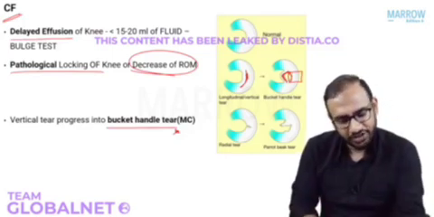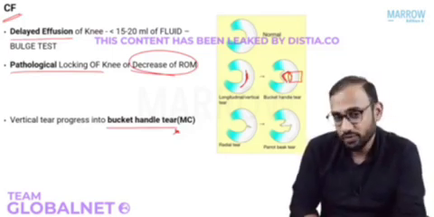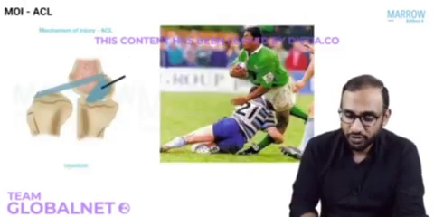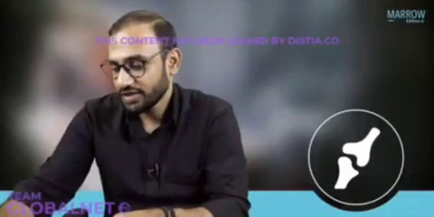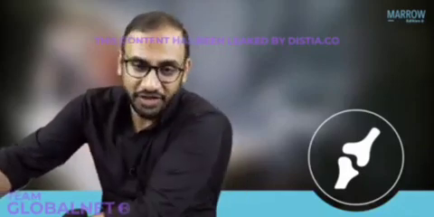The next structure that can get injured are the cruciate. Cruciate, what is the mechanism of injury? I have told you, to injure ACL, you either need to go into hyperextension or translate the tibia anteriorly, because that is their function to resist.